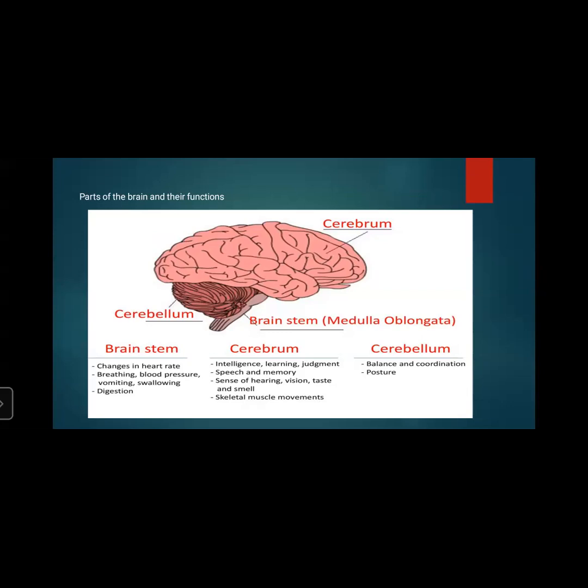Cerebellum, balance and coordination, posture. Okay, so all these things we have learned today. So let us recap again what we have learned.